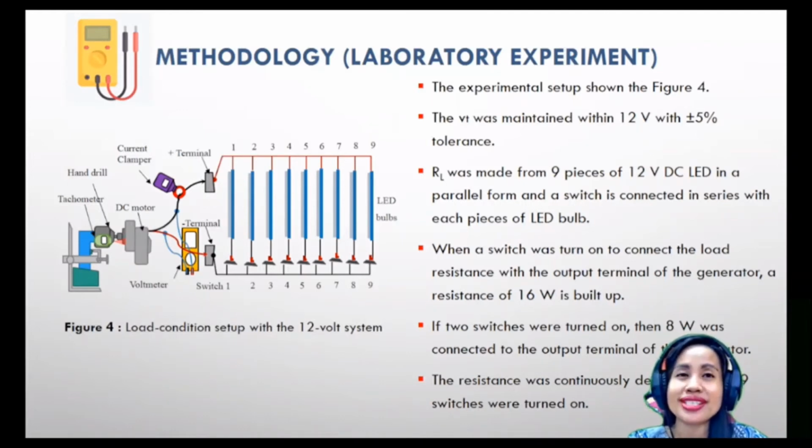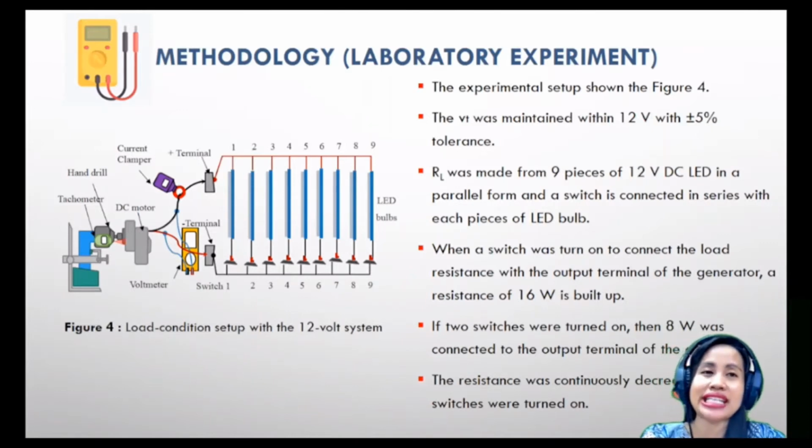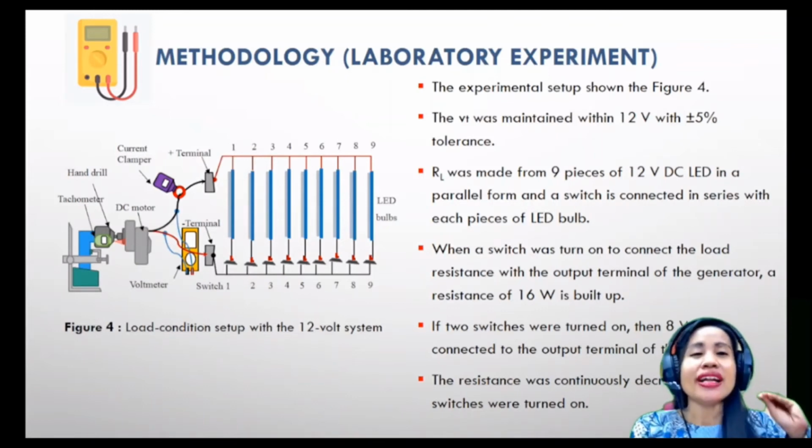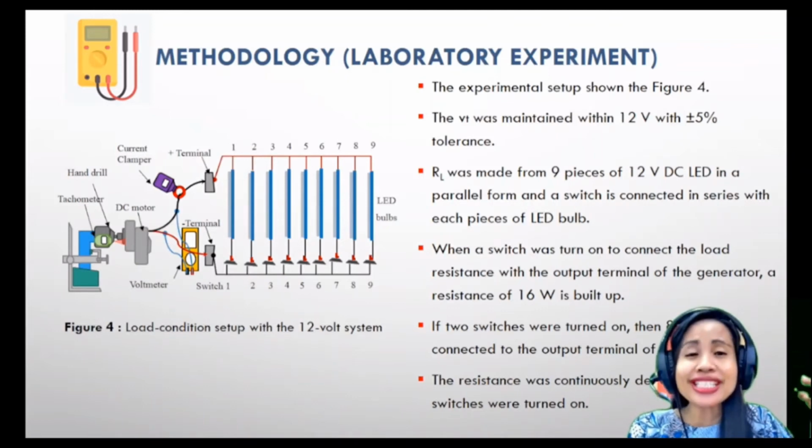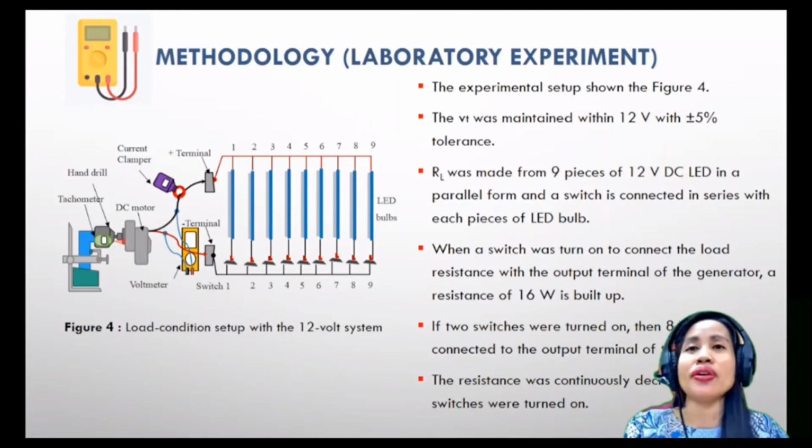RL, or load resistance, was made from 9 pieces of 12 volt DC LED in a parallel form, and a switch is connected in series with each piece of LED bulb. Then a switch was turned on to connect the load resistance with the output terminal of the generator. A resistance of 16 volt is built up. If two were turned on, then 8 volt was connected to the output terminal of the generator. The resistance was continuously decreased until all the switches were turned on.